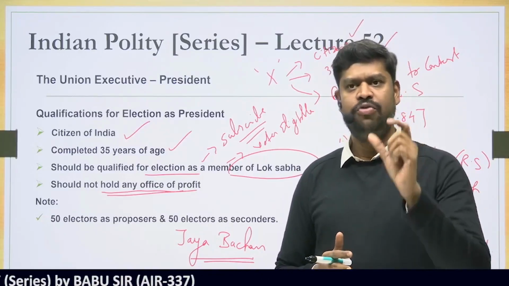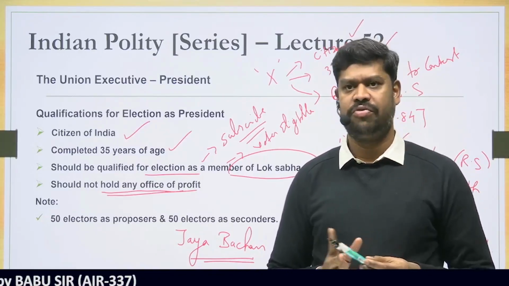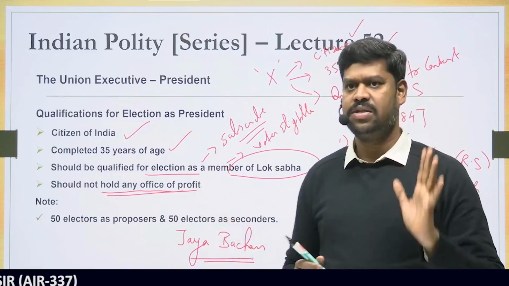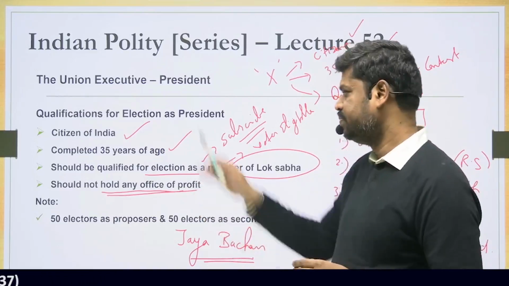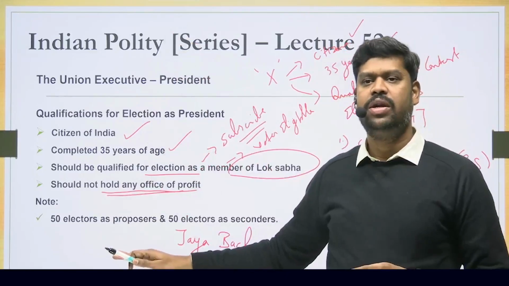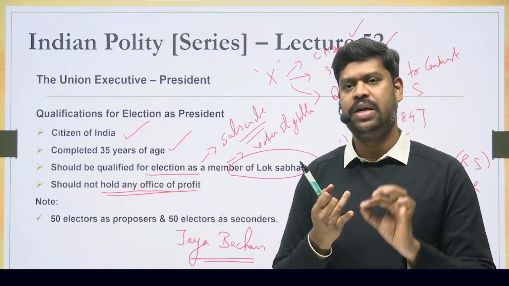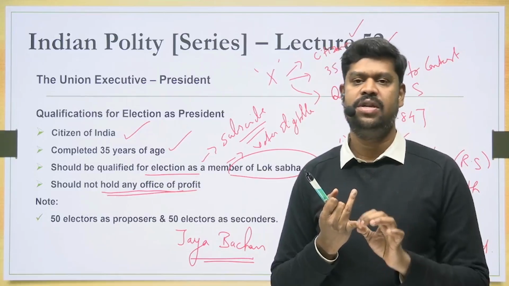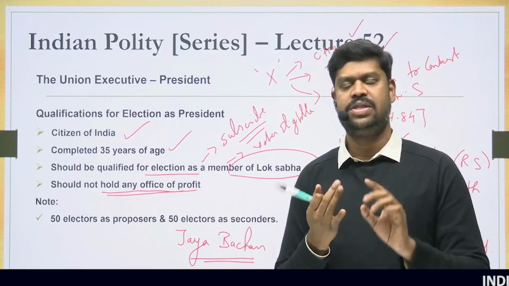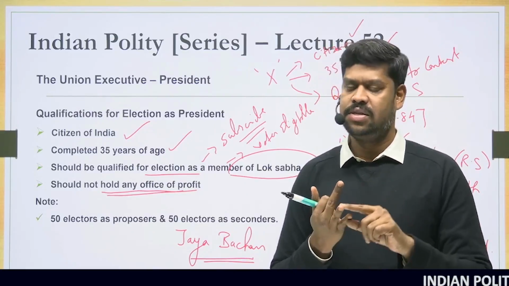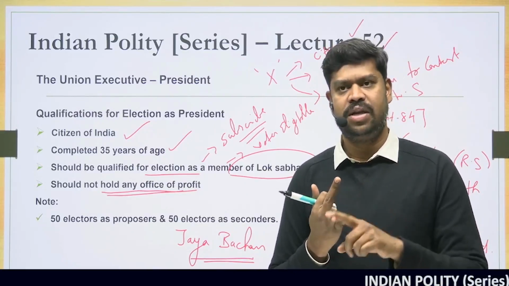There are only very few exceptions to this particular office of profit. So what are those exceptions? I'll discuss that. But before going to the exceptions, let us try to apply all the conditions. So what are the conditions? First, for someone to contest election to the office of the president, he should be a citizen of India. Second condition is that he should have completed 35 years of age.